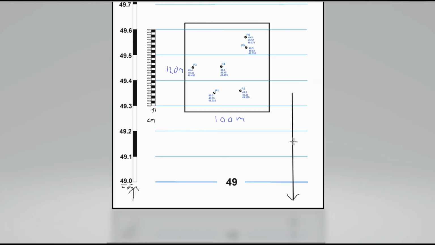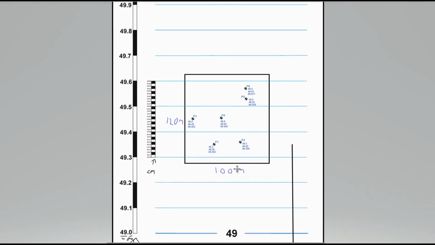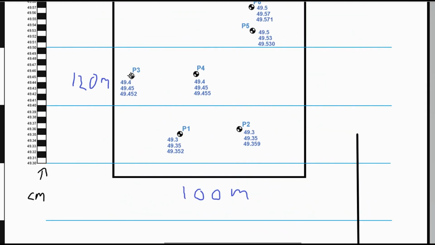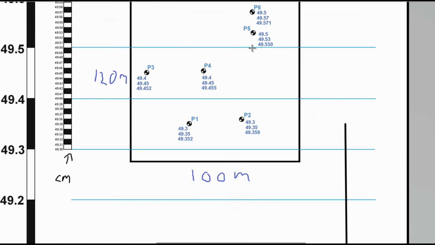Then let's suppose that we have 6 wells: P1, P2, P3, P4, P5, and P6. I put P because of piezometer, but those could be groundwater monitoring wells. All of these, 6 wells.